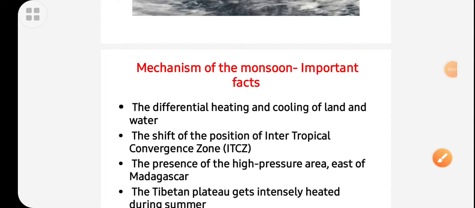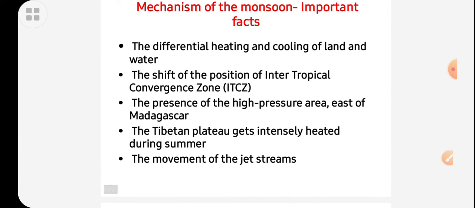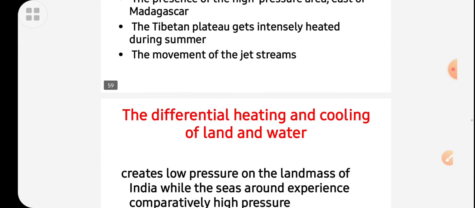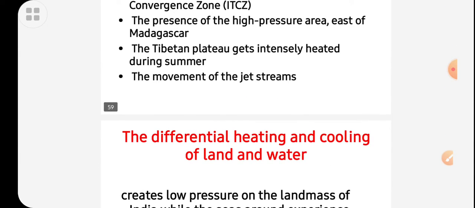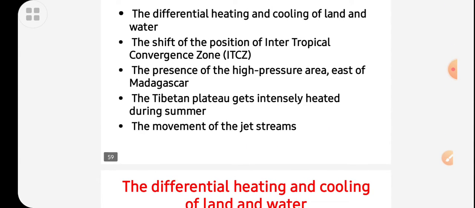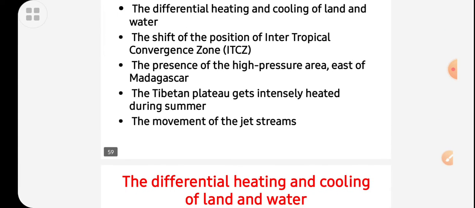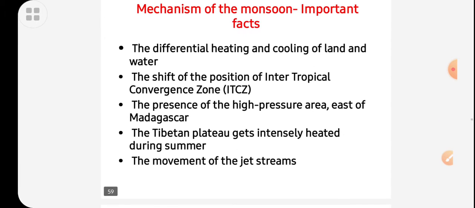Good morning, class. Today we'll revise some of the previous topic in this video, and simultaneously a very important topic of the chapter, that is the mechanism of monsoon. We'll try to understand the important facts of this particular mechanism, and simultaneously we'll revise some of the previous topics so that you can better understand the chapter.